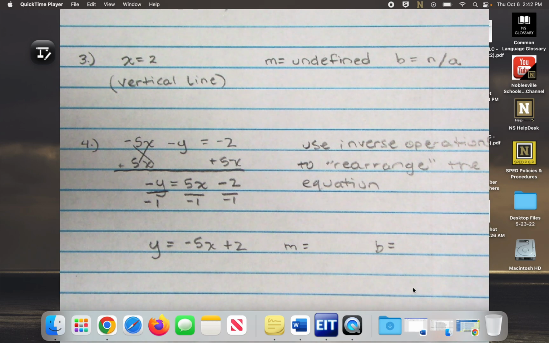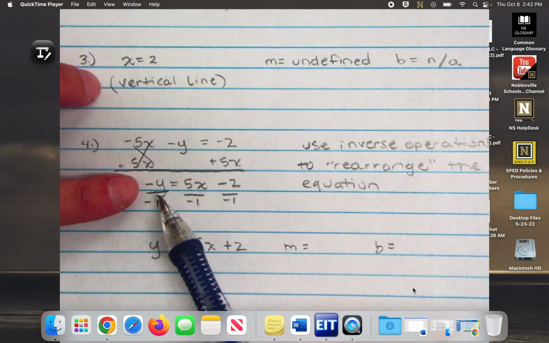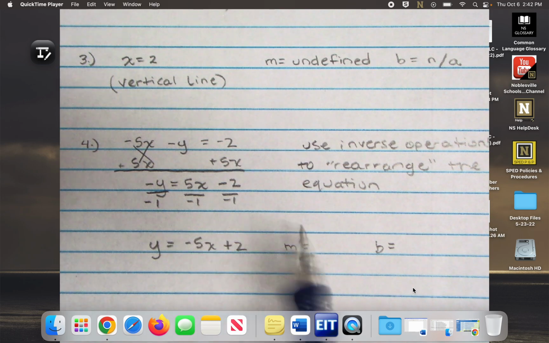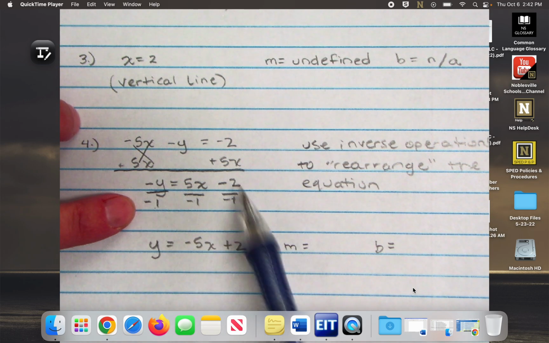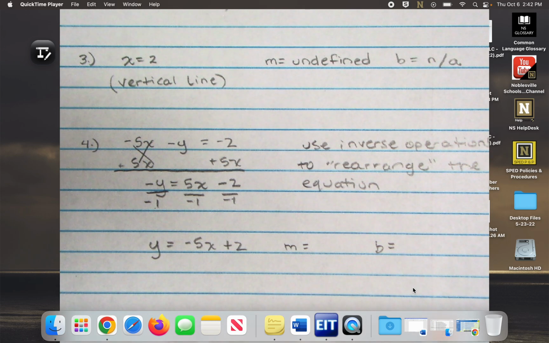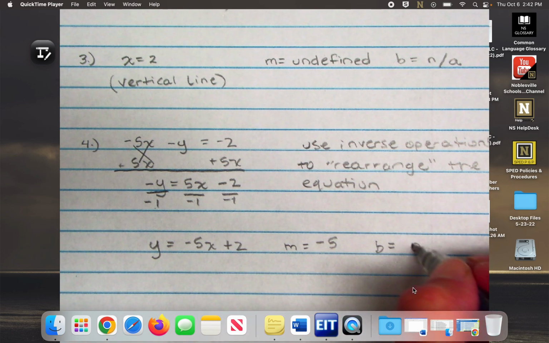Yes? Because we can't have a negative y value. So the mathematical shortcut is if I divide everything by negative 1, then it all changes proportionally. And then it means the same thing, but everything changed the same way. So it works. What's my slope? Negative 5. My y-intercept is (0, 2).